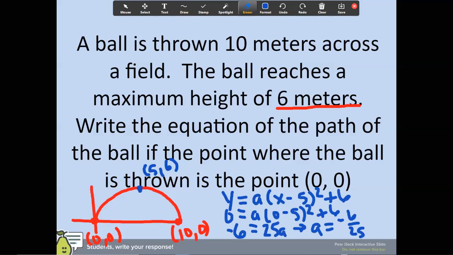So I'm going to come back to my a in my equation. I'm going to get rid of that, and I'll write it in pink. So this is going to be negative 6 over 25. Y equals negative 6 over 25, x minus 5 squared plus 6, and that's your equation.